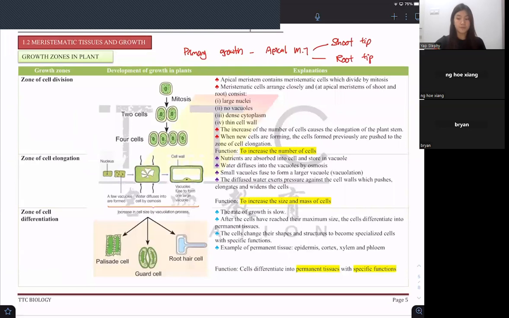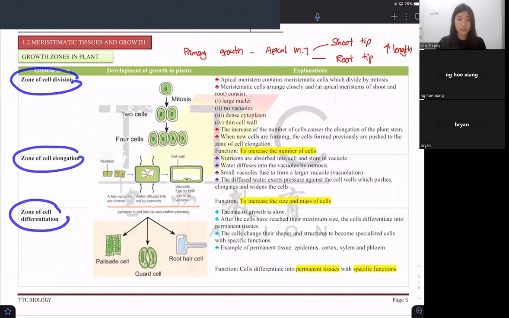So you can see it here. What is the function of primary growth? It will increase the length of the plant. So you can see the three growth zones: the zone of cell division, the zone of cell elongation, and the zone of cell differentiation.